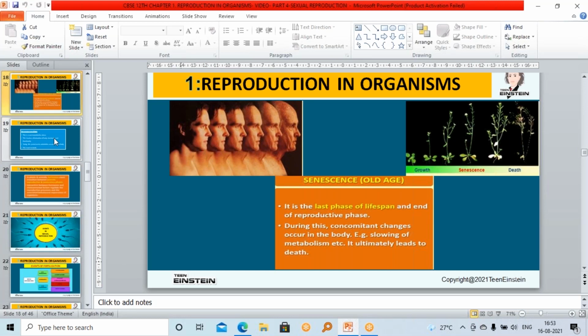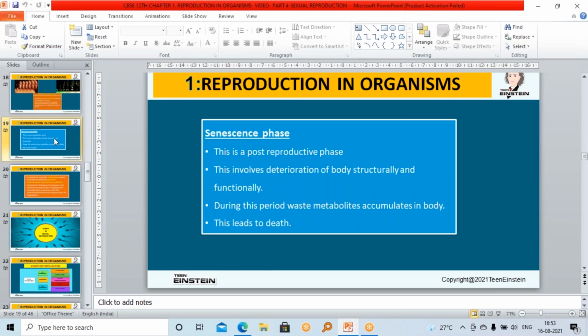Senescence phase. This is the post-reproductive phase. Post-reproductive means after the reproductive phase, this senescence phase is coming. That involves deterioration. Deterioration means from the starting stage, slowly or progressively, the situation is becoming very worse. It means the condition is becoming very worse, and finally it is reaching near death.